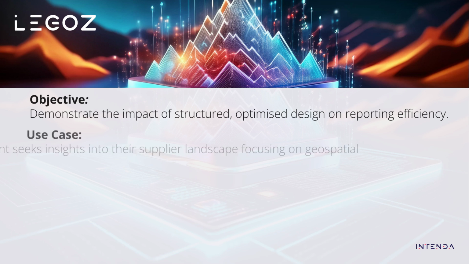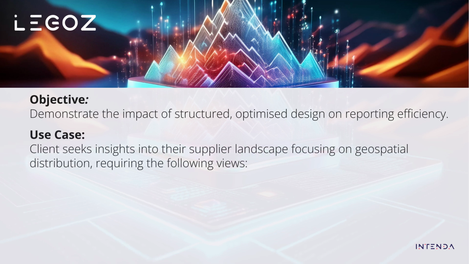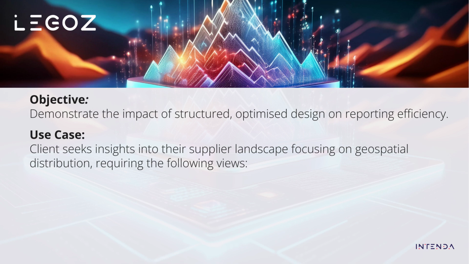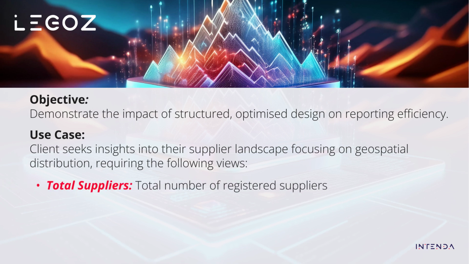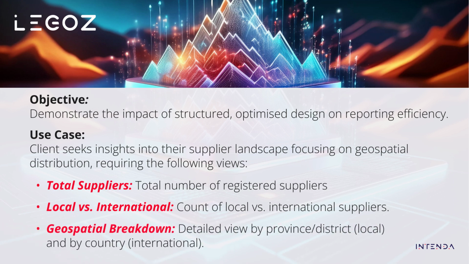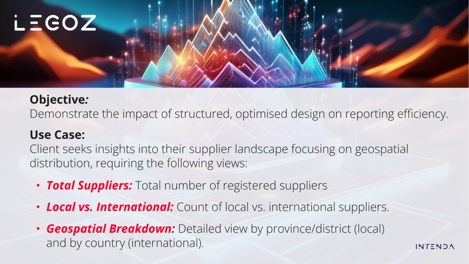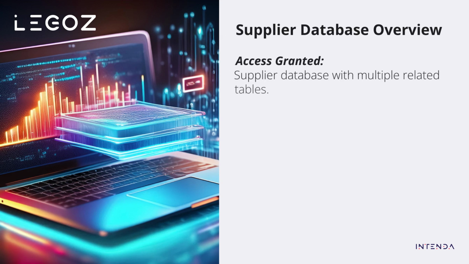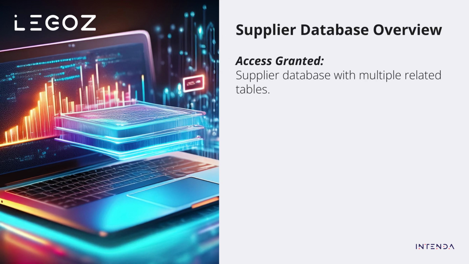For the demonstrations, the following use case has been used as the backdrop. A client is interested in understanding their supplier landscape, with a specific focus on geospatial distribution, and has requested the following views. 1. Total suppliers: how many suppliers are registered on their system? 2. Local versus international: a count of how many suppliers are based locally versus internationally. 3. Geospatial breakdown: a detailed view of suppliers by province and district for local suppliers, and by country for international suppliers. Access was granted to the supplier database, which contains various tables related to supplier information.